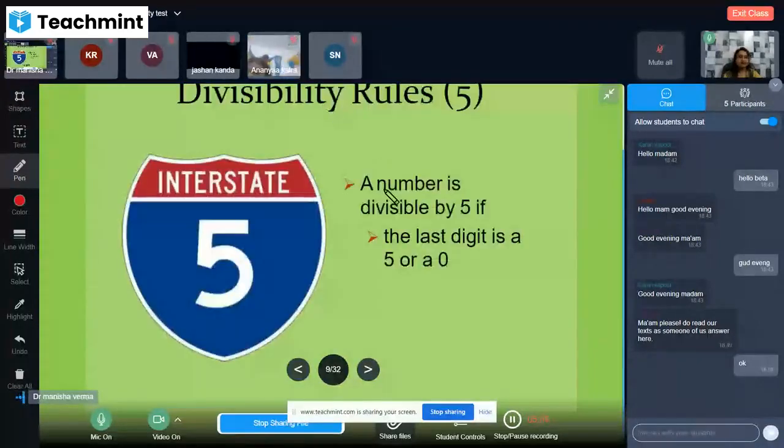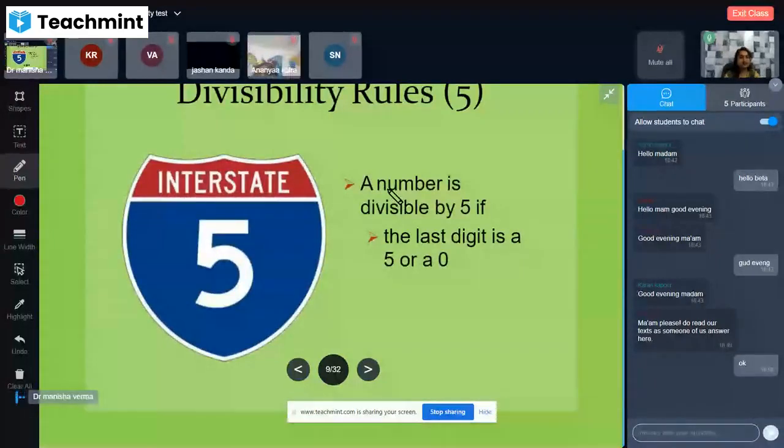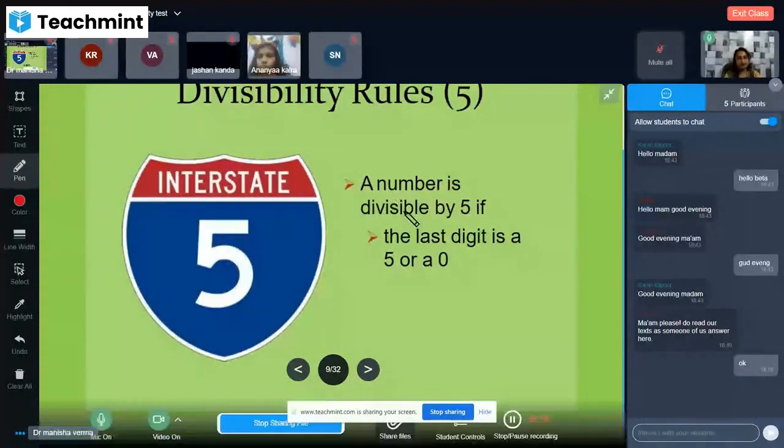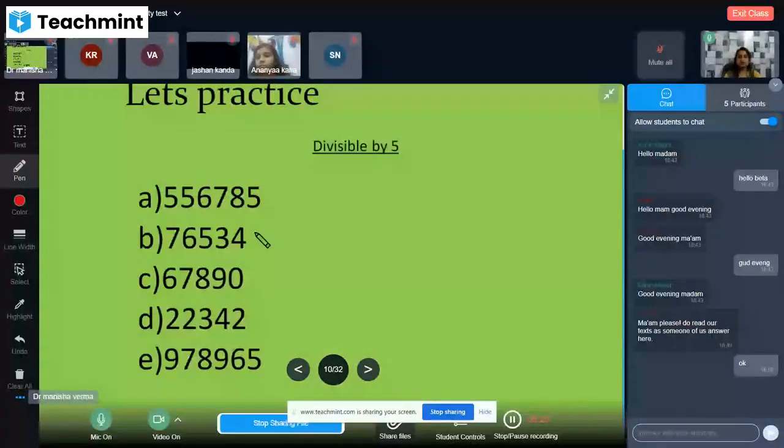Divisibility by 5. In this case, we have to see the units place, that is the ones place, and the digit should either be 0 or 5. Then only the number is divisible by 5. Let's do two questions of this. See, the ones place digit is 5. That means this is divisible by 5. Now see this one. This is 4. No, this is not 0 or 5. That means this is not divisible by 5.